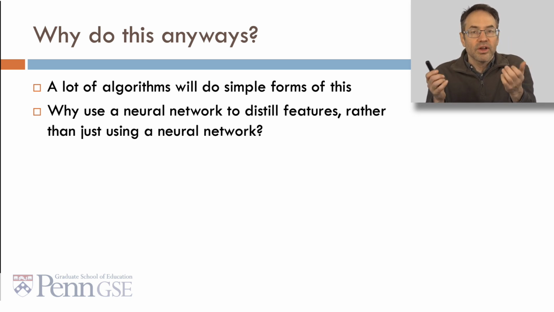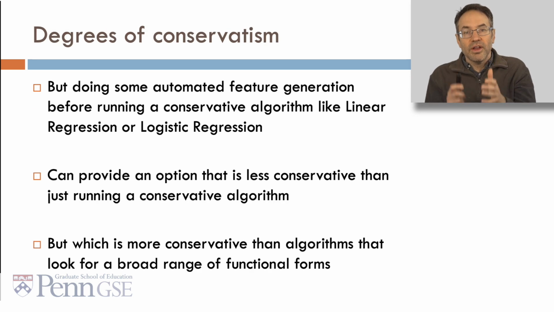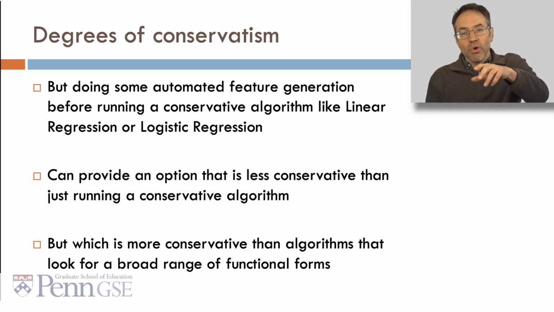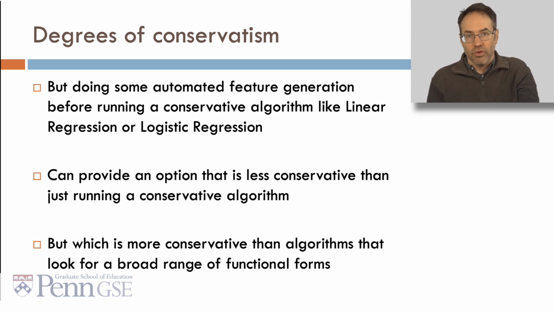Why use a neural network to distill features rather than just using a neural network? The reason you might do this comes down to how conservative you want to be. Doing some automated feature generation before running a conservative algorithm, like linear regression or logistic regression, can provide an option that's less conservative than just running the conservative algorithm, but it's also more conservative than algorithms like neural networks that look for a broad range of functional forms.